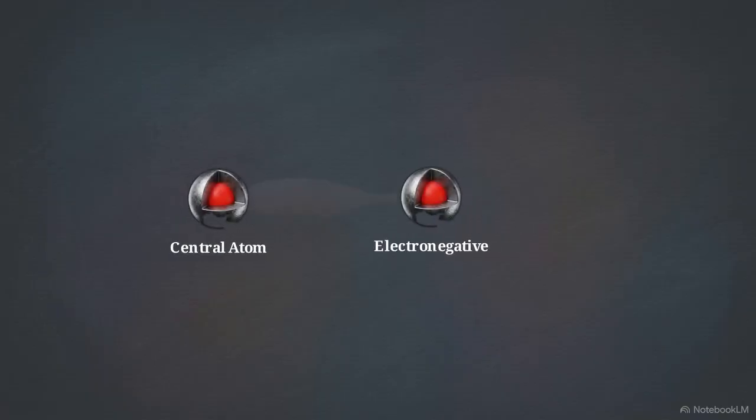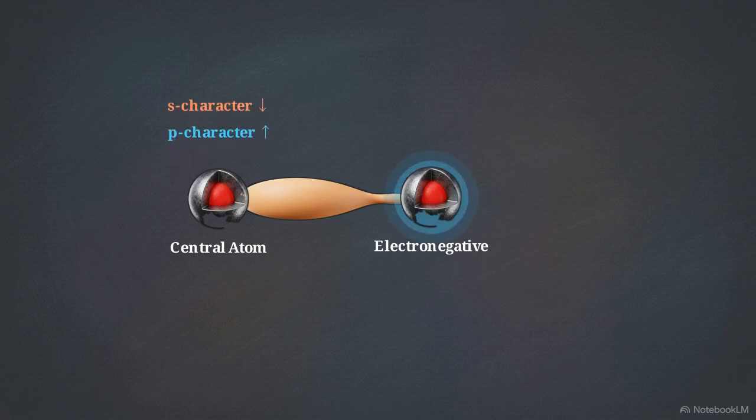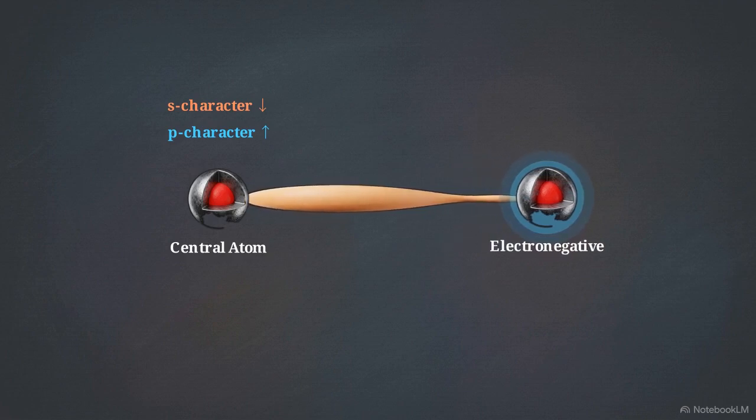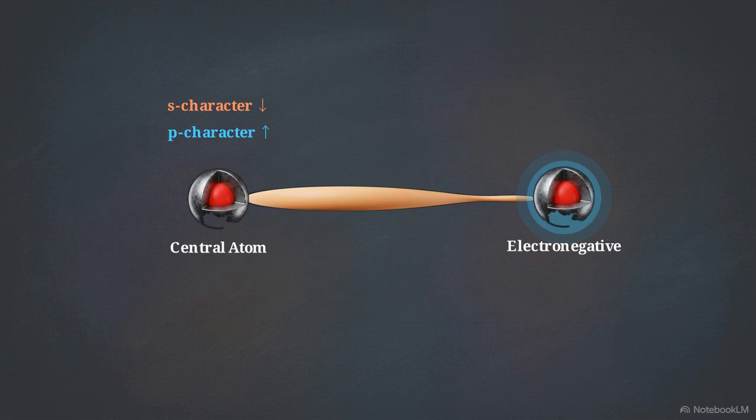To maintain stability, the central atom allocates less s character and more p character to the hybrid orbitals pointing toward the electronegative atoms. Because p orbitals are longer and more directional, they stretch further out to accommodate the unequal sharing of electrons.